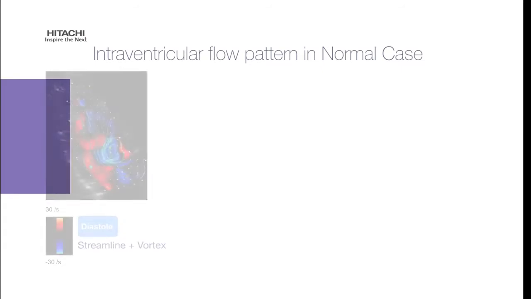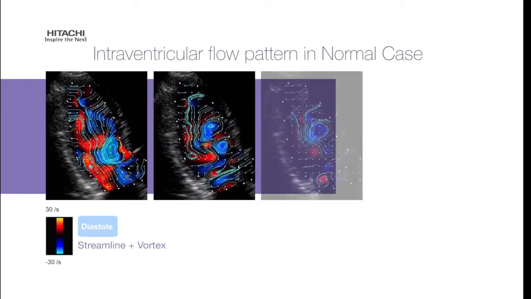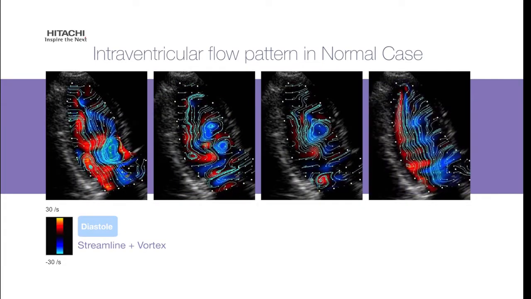Clinical cases. Looking at a normal case, we can see that vortices are produced around anterior and posterior mitral leaflet at early diastole. The vortex by the posterior leaflet disappears, but the vortex by anterior leaflet persists.